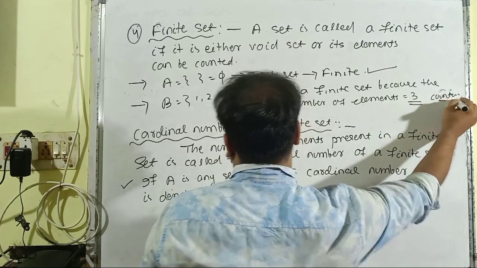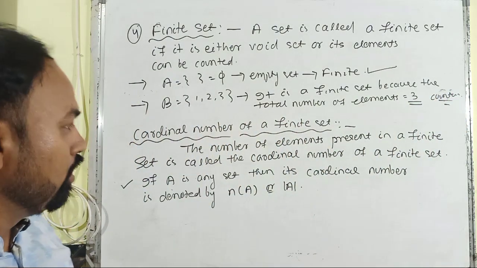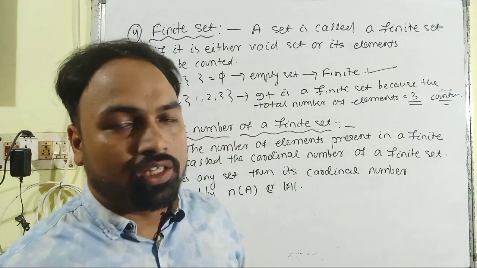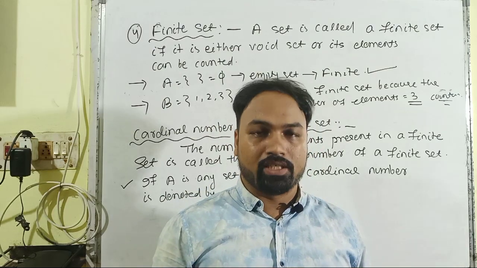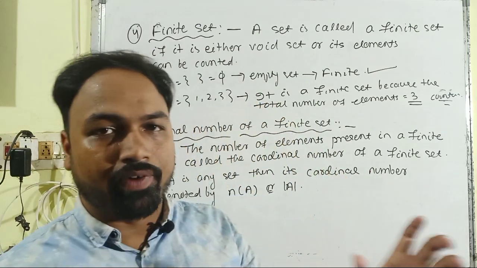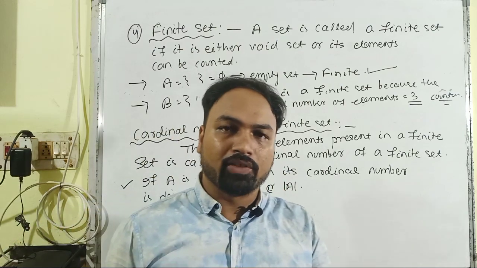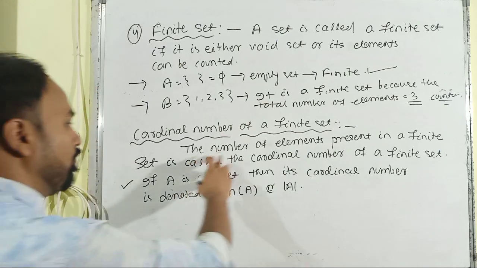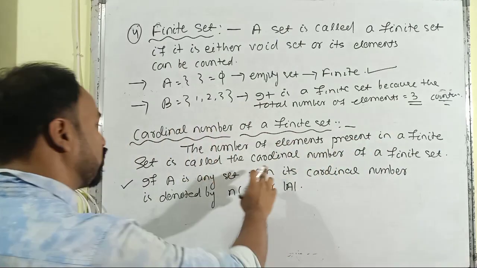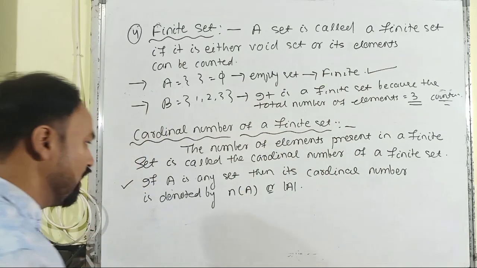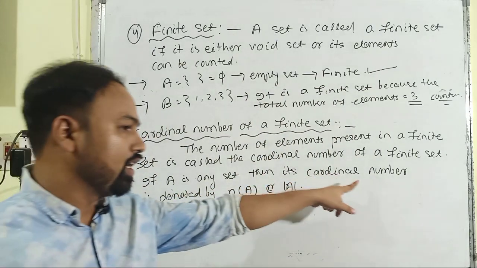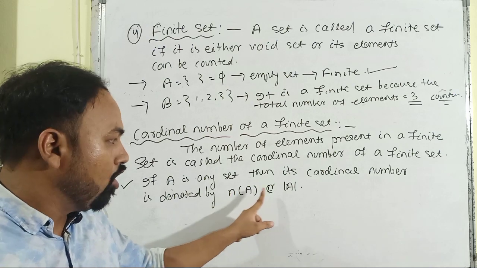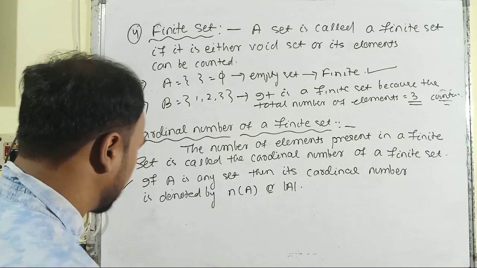Okay. Then let us move towards the very important topic, cardinal number of a finite set, because we cannot define the cardinal number of an infinite set. The cardinal number of a finite set is the total number of elements present in the given set. The number of elements present in a finite set is called the cardinal number of a finite set. If A is any set, then its cardinal number is denoted by the number of elements present in that set, or also it is called the cardinal of that set.